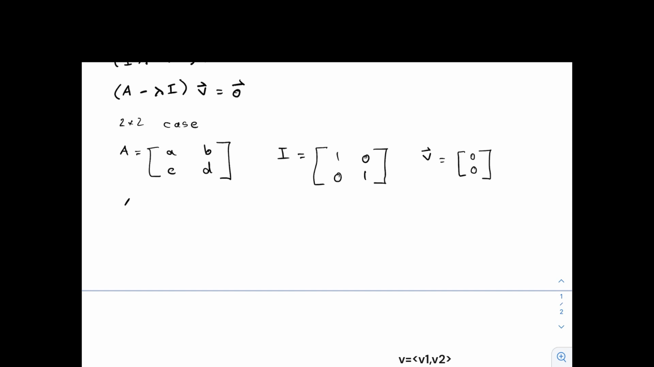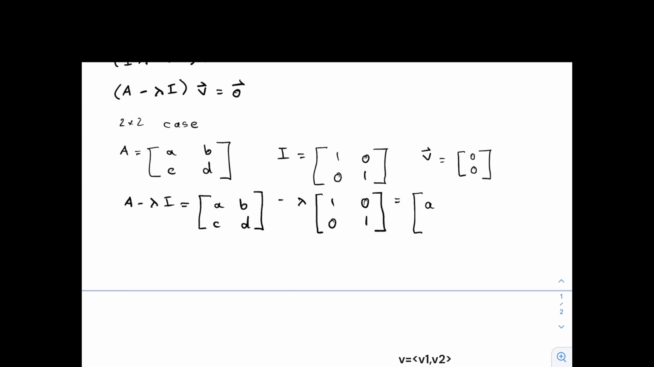From here, we can see that A minus lambda I is as follows. We have the matrix A minus lambda times the identity matrix. And when we add matrices, right, this is done component-wise. So the resulting matrix is A minus lambda, C, B, and D minus lambda.